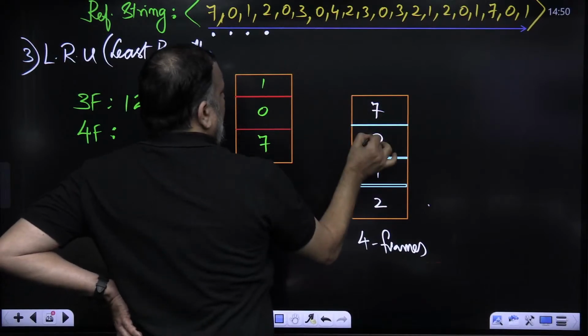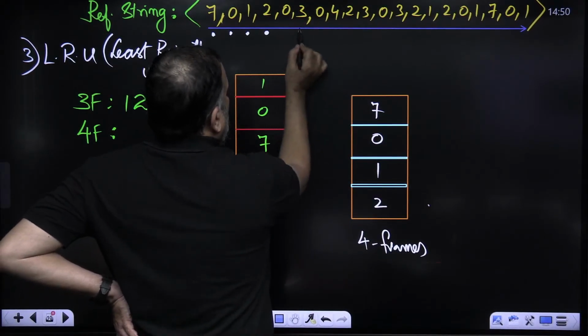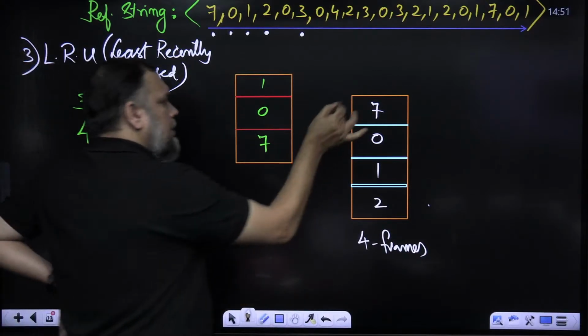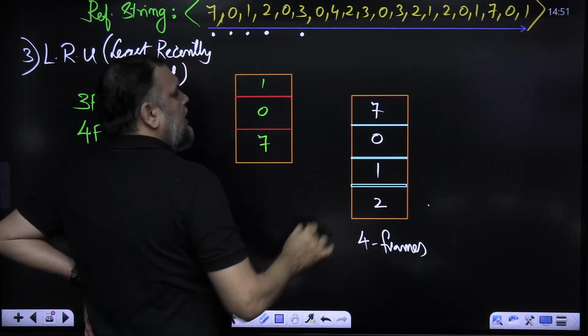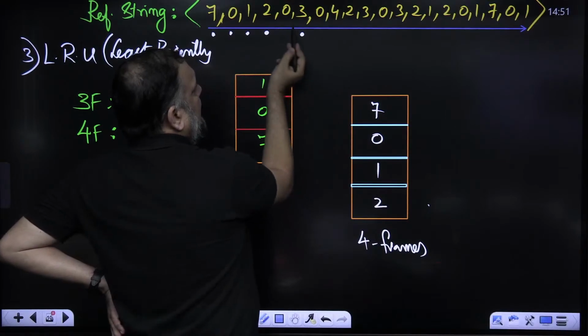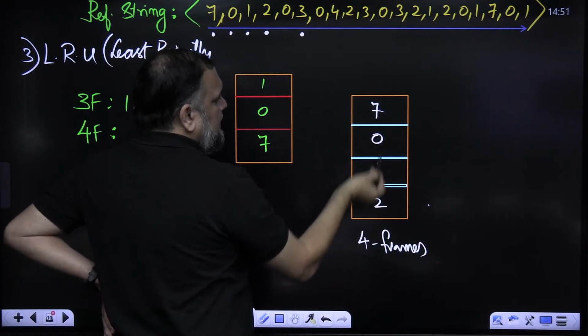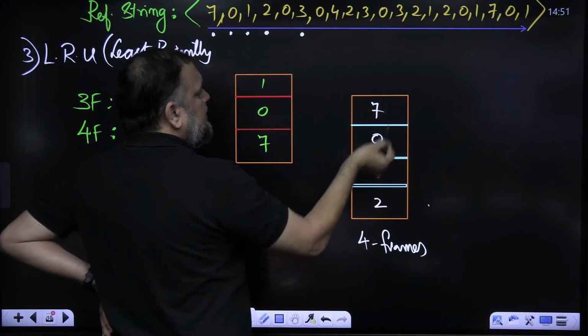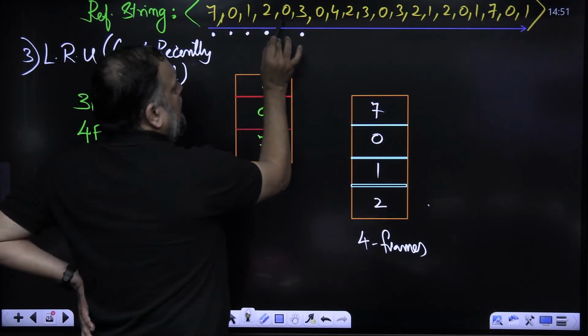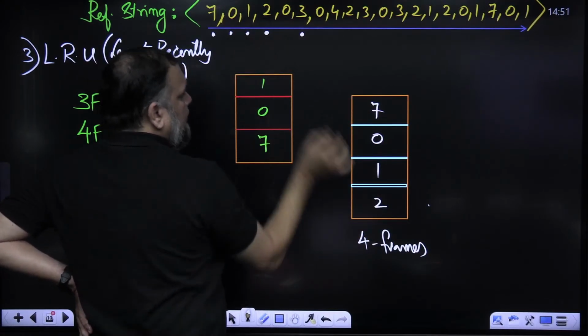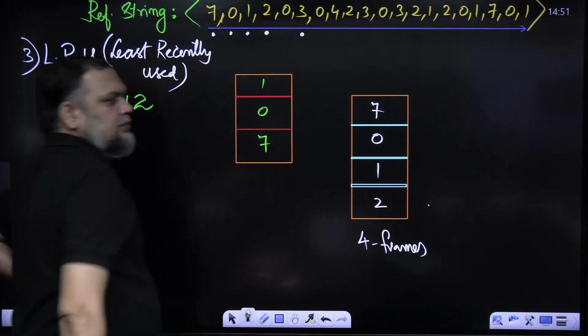0 won't cause a fault, 0 is available. 3 will cause a fault. Now we have to decide among 7, 0, 1, 2 who is the victim. For that, what do we do? We have to look into the past and see who is occurring among these. Which of these pages comes last? First 0 is coming, so we are not going to touch it. After that 2 is referred, 1 is also referred, and 7 is at the end.